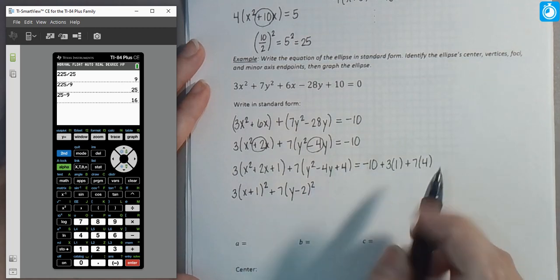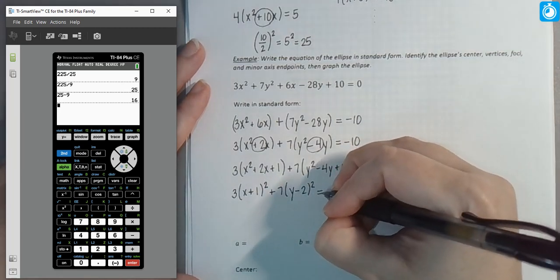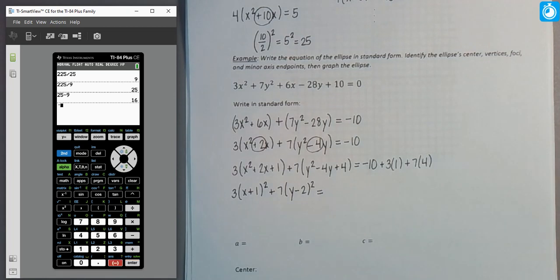And then we just need to clean it up, combine all of that on the other side, and of course you can do that in the calculator. So negative 10 plus 3 times 1, which is 3, plus 7 times 4, which is 28. And that's going to give us 21.